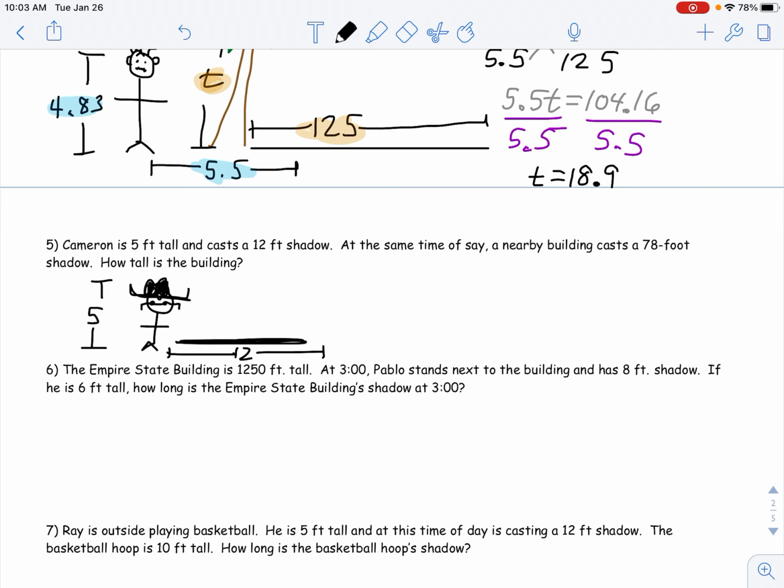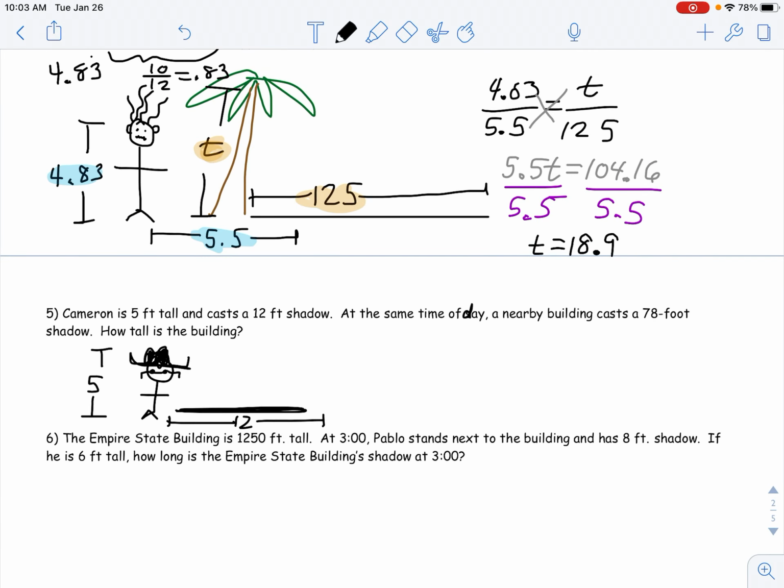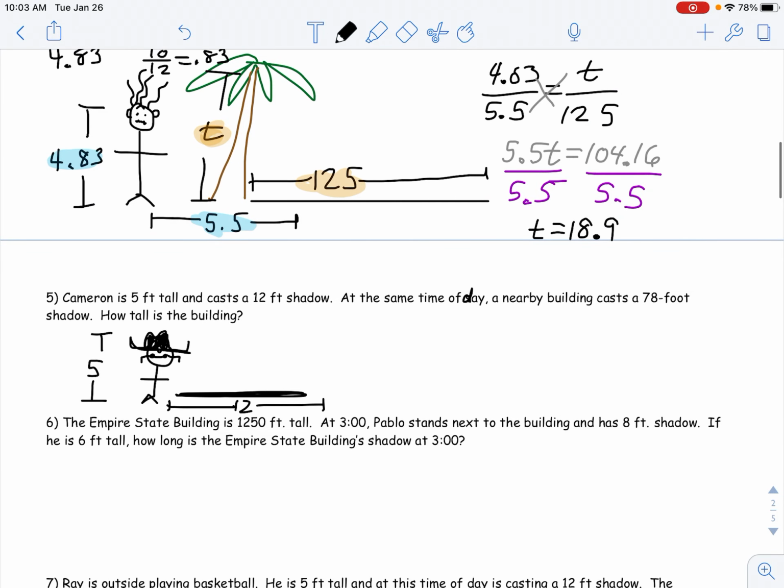At the same time of day, a nearby building. So not only will this be a building, we'll make it a tower. Kind of castle-like. It casts a 78-foot shadow. How tall is the building? We'll call the building B.